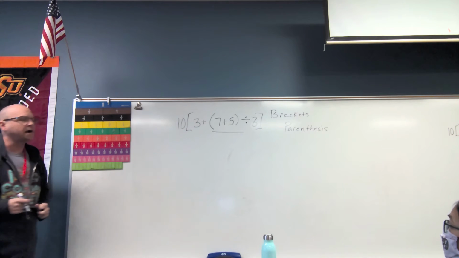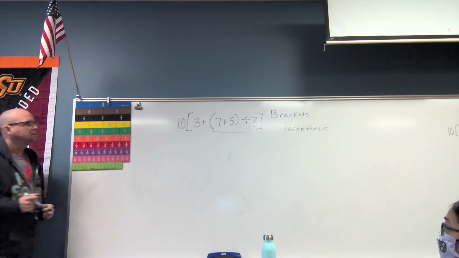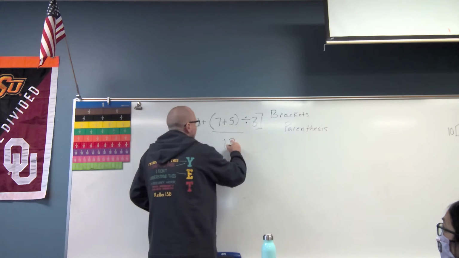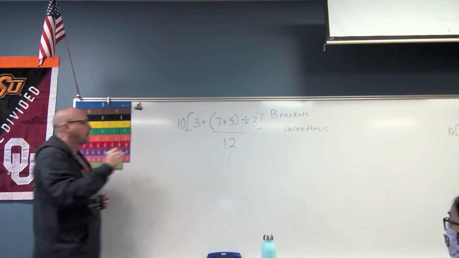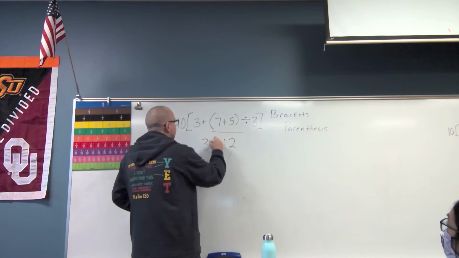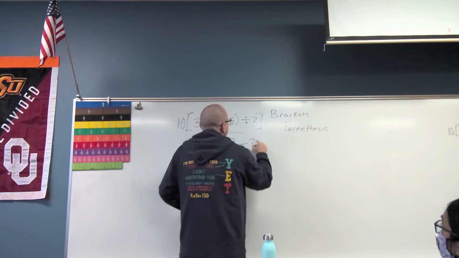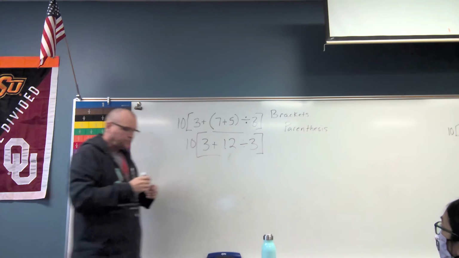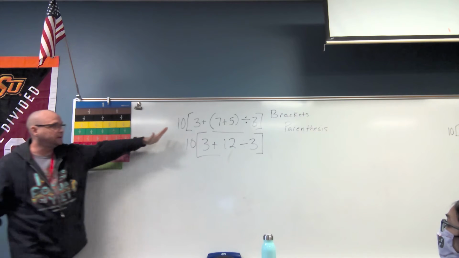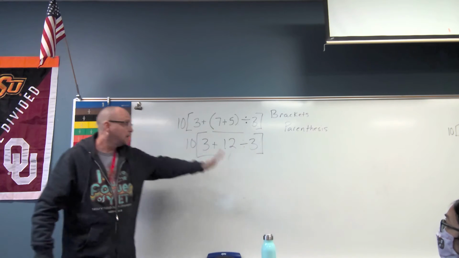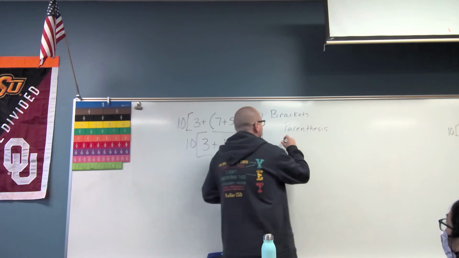So we start with the parentheses. We're starting inside the brackets. We start with the parentheses, and 7 plus 5 is 12. So this operation I've done. I've done the 7 plus 5. So I'm going to bring down everything I have not yet done. Okay? I'm still inside the brackets because I haven't completed everything inside the brackets. I've done the parentheses. The next thing I do is I multiply or divide from left to right.